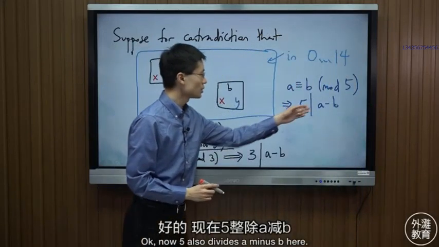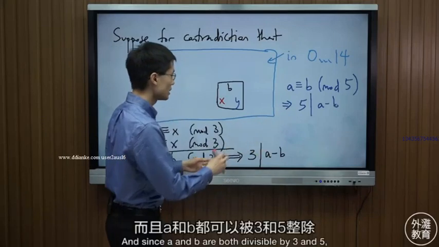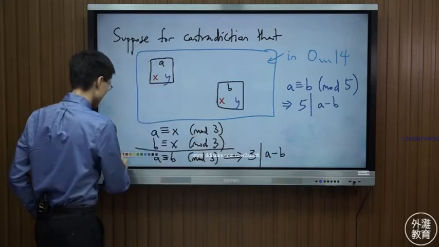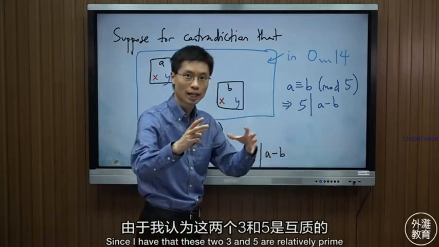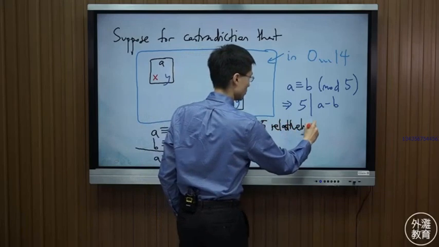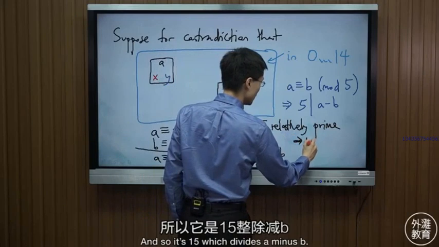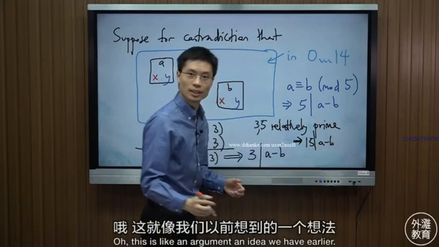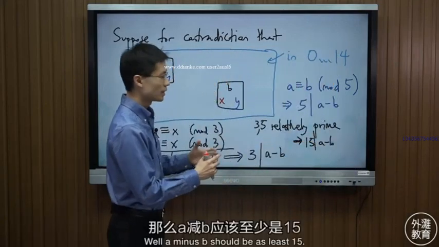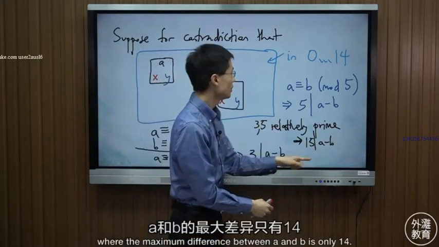Okay, now if 5 also divides A minus B here, then I have A minus B is divisible by both 3 and 5. And since 3 and 5 are relatively prime, there's no overlap between them, then that tells me that both 3 and 5 divide this, and so it's 15 which divides A minus B. Oh, this is like an argument, an idea we had earlier. If I have that 15 divides A minus B, well then A minus B should be at least 15. But A and B are in the space where the maximum difference between A and B is only 14.